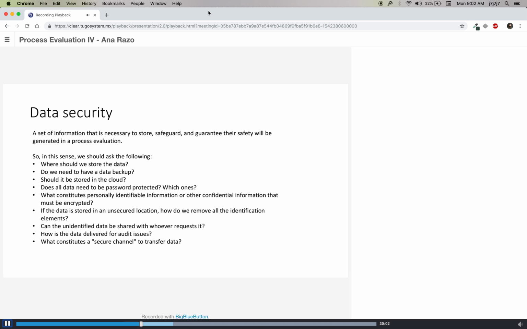So these are mechanisms that we have to discuss, but it is very important to do this because otherwise you can risk the ethics of the data. And we also need to ask ourselves what constitutes a secure channel to transfer data. Can we upload this? Can we use WeTransfer? Can we use Dropbox? How are we going to exchange information? So these are mechanisms that we have to analyze.